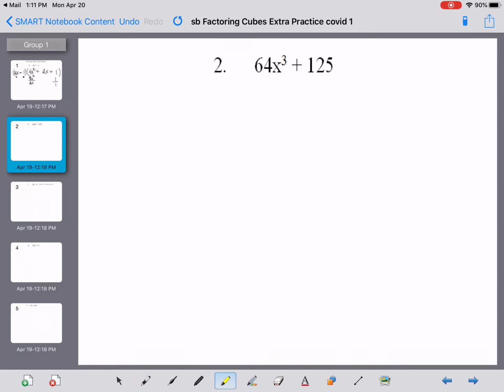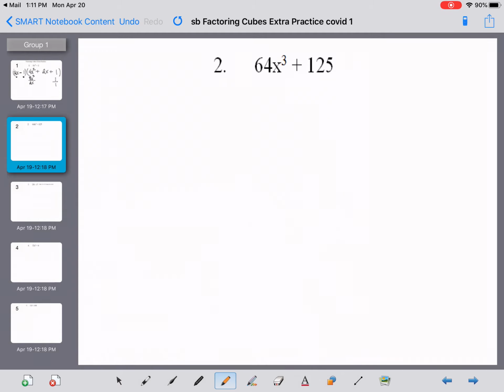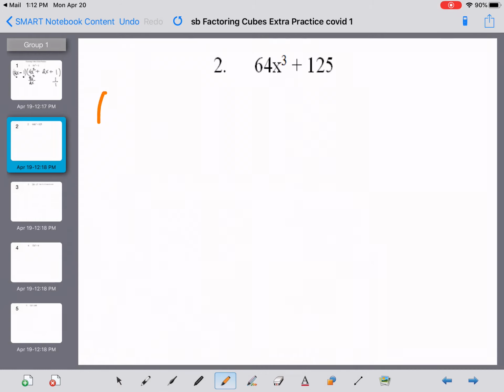Problem number 2. Same idea. What we're going to start with is a little parentheses. Whoops, I need to erase. Little parentheses and a big parentheses. And then we're going to take the cube root of 64. Again, I don't have access to the calculator, but the cube root of 64 is 4.